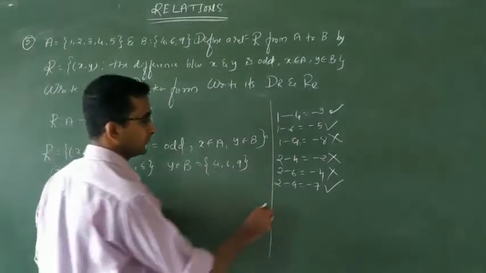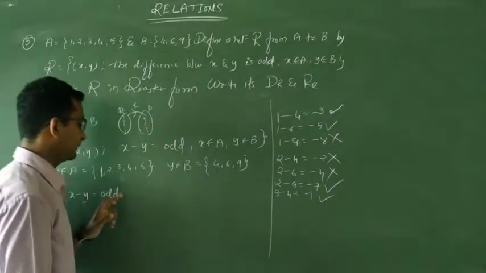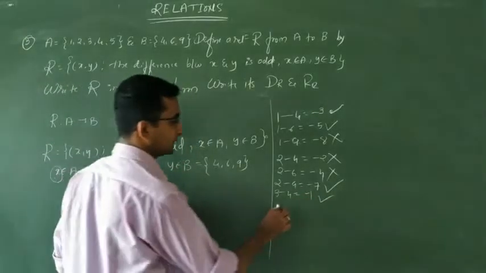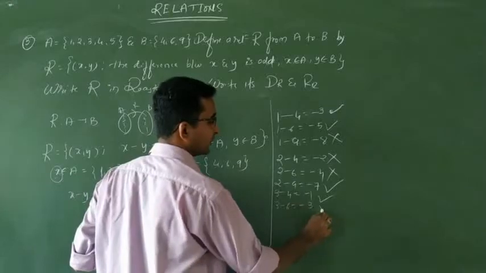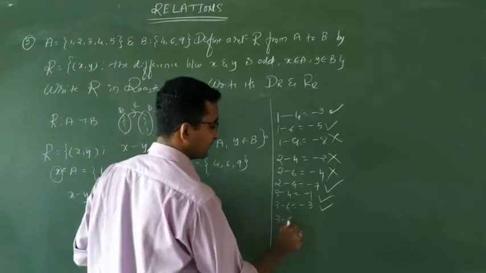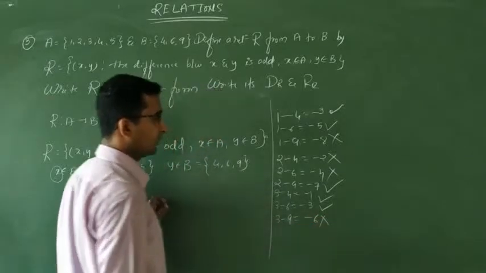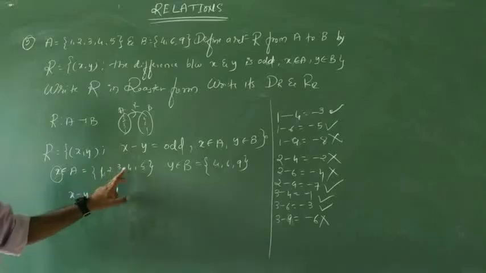3 minus 4 is minus 1. That minus 1 is odd. 3 minus 6 is minus 3, which is also odd. Next, 3 minus 9 is minus 6. Minus 6 is not odd, that is even. So 3 is over.